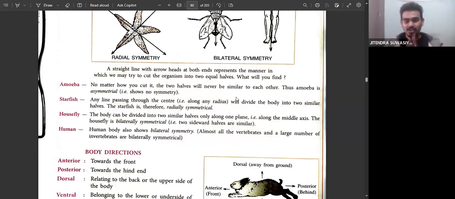So if we divide an amoeba, it won't always be equal. It will never be equal in the amoeba. So these are called asymmetrical, which shows no symmetry.